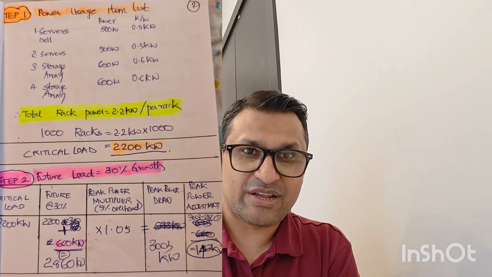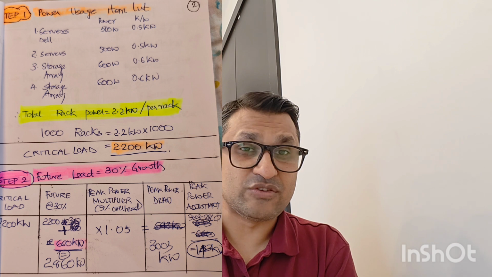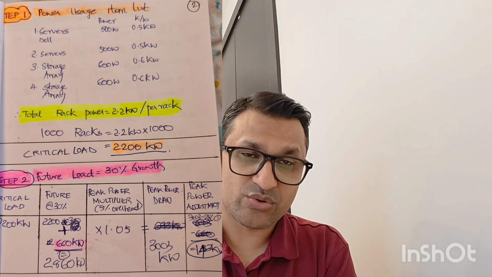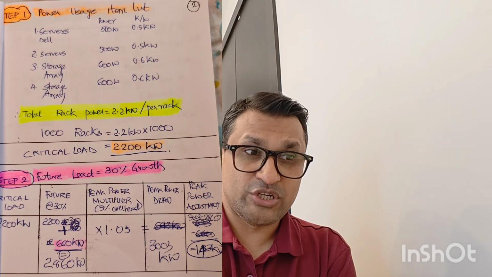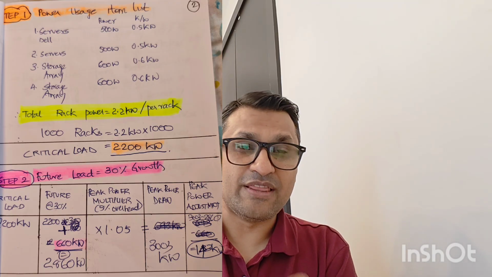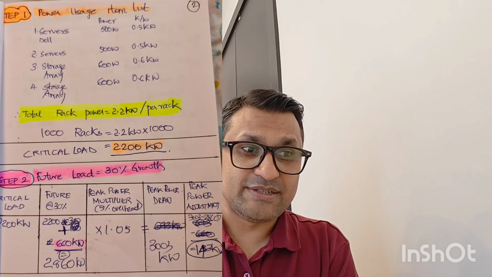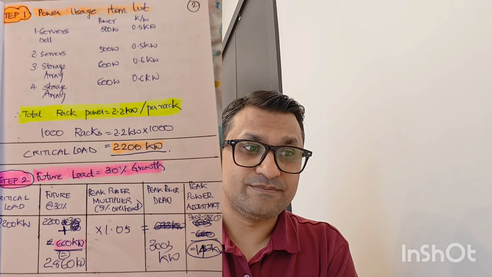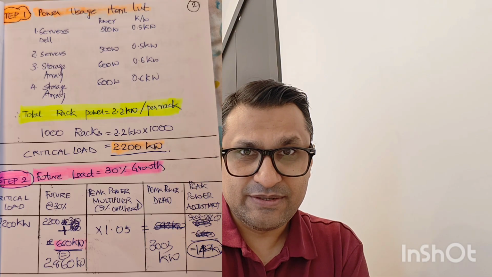And it could be anything. It could be Netflix. It could be any kind of data center, and it's scaling big. It's huge. It's got a huge user base and it's growing. So future load, 30% growth. So we have a critical load of 2,200 kilowatt. And then the future load at 30% is 2,200 plus 30% of 2,200, which is 660.